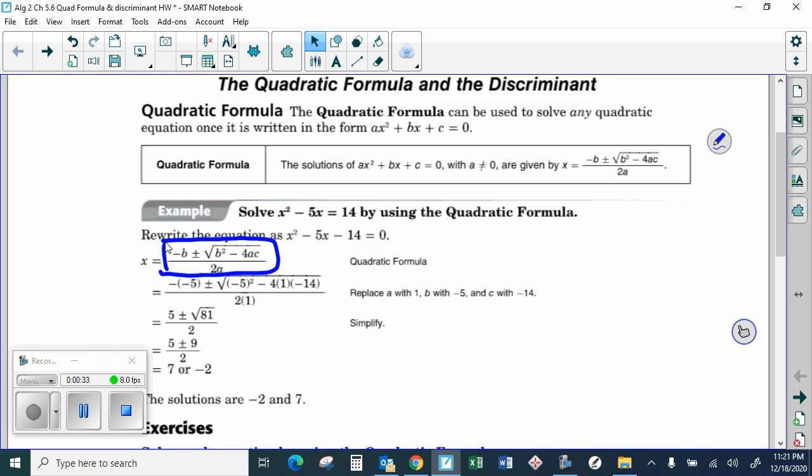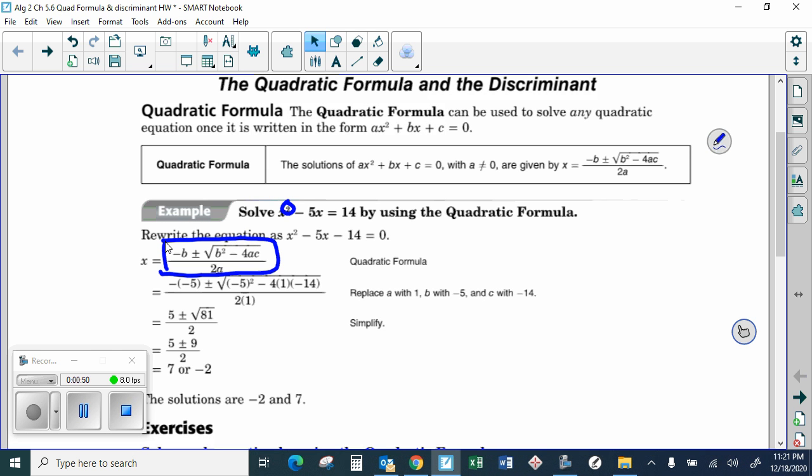Notice there's two answers here. It's negative b plus that radical over 2a, negative b minus that radical over 2a. Because remember, when we're solving a quadratic, we always have two answers. Okay, the degree of the polynomial tells you how many answers there are.